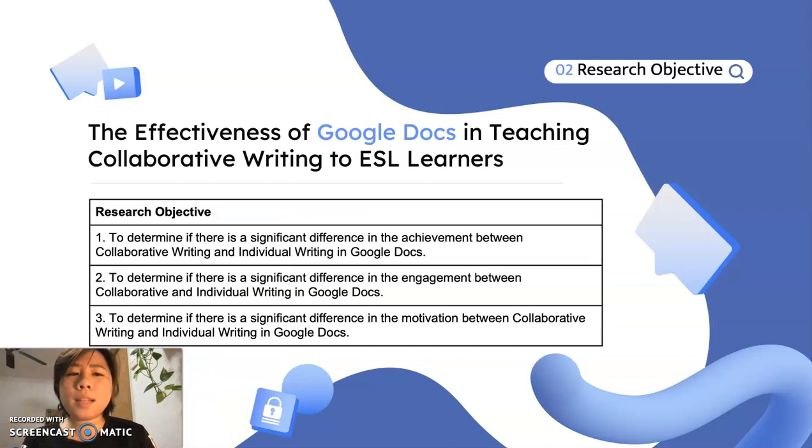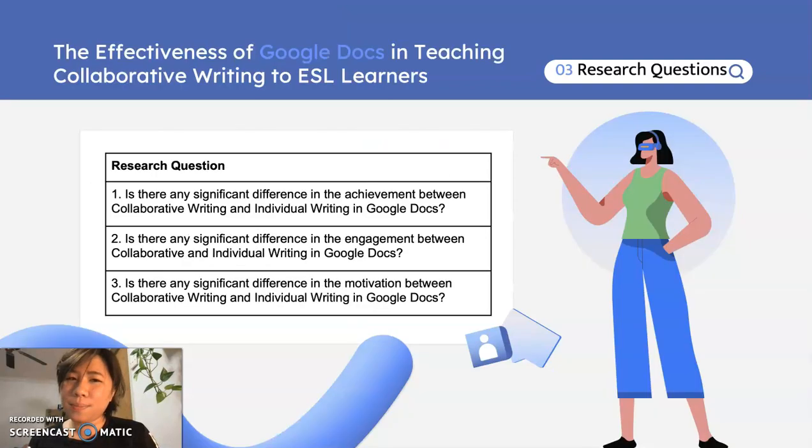So, let's have a look at the research objectives. There are three main research objectives. First one being to determine if there is a significant difference in the achievement between collaborative writing and individual writing in Google Docs. Second, to determine if there is a significant difference in the engagement between collaborative and individual writing in Google Docs. Thirdly, to determine if there is a significant difference in the motivation between collaborative writing and individual writing in Google Docs. In other words, we are looking at achievement, engagement, and motivation.